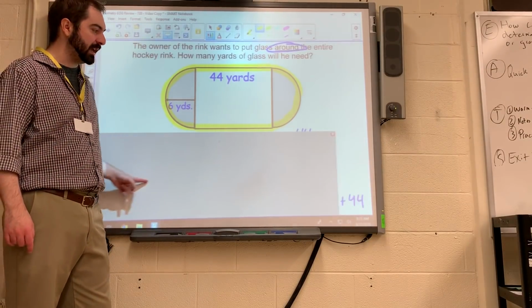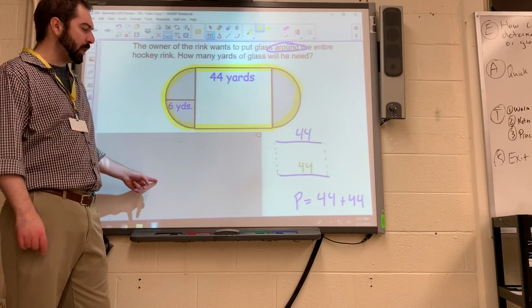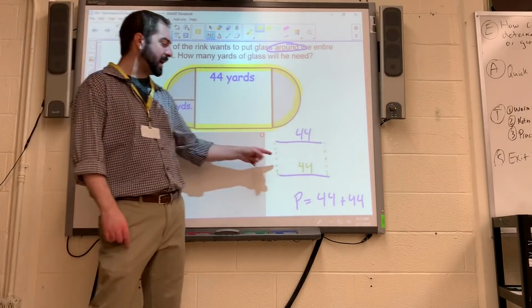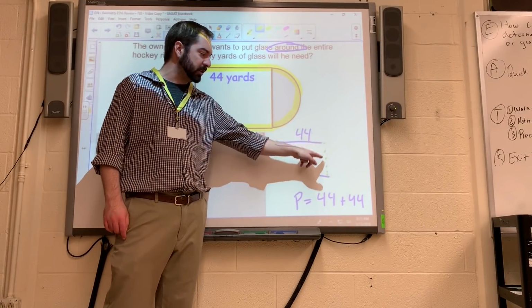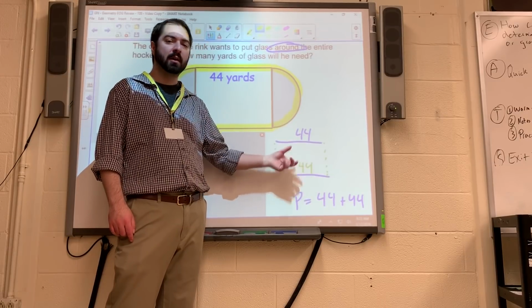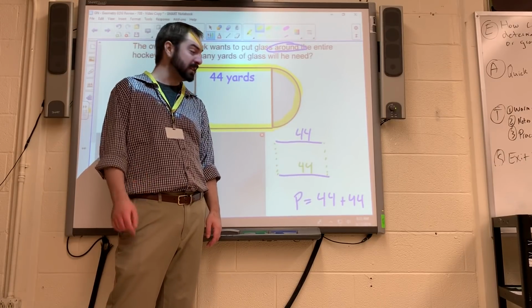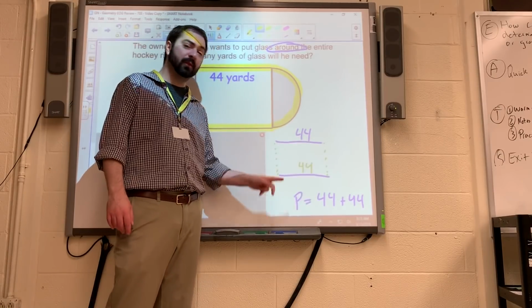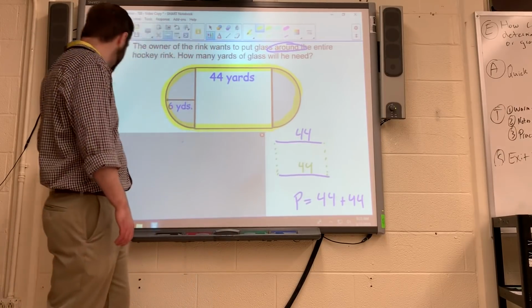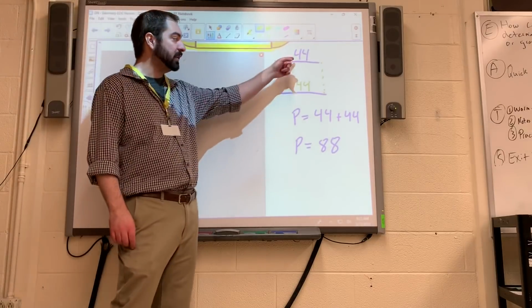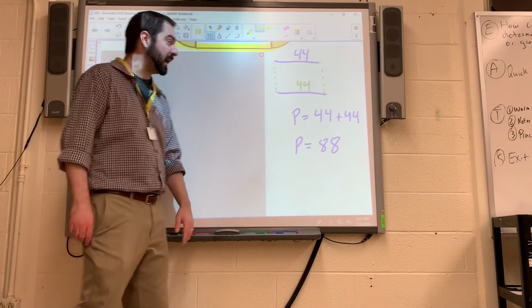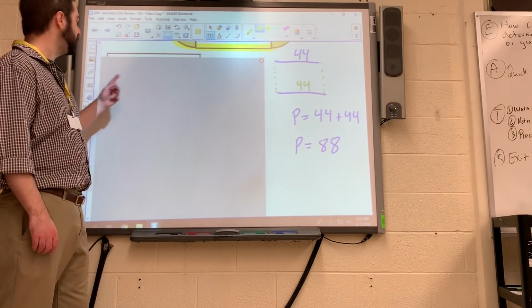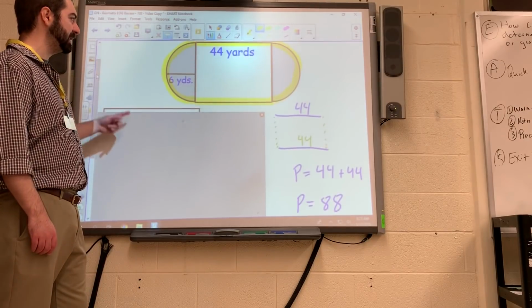So again, I got to think, well, the first thing, I broke this apart a little bit, and I thought, well, I only need the top and the bottom. I put some dotted lines here just to show that, hey, that was the rectangle, but how do I find the distance around a rectangle? Well, that's perimeter. Again, they're going to need 44 yards on the top and 44 yards on the bottom. That means they're going to end up needing 88 yards of glass for the top and the bottom, the long sides. And then I had to think to myself, well, how could I use that information that they gave me?